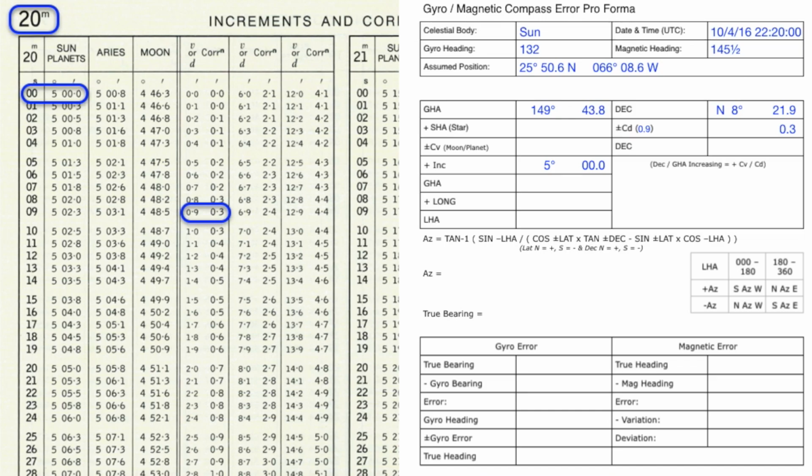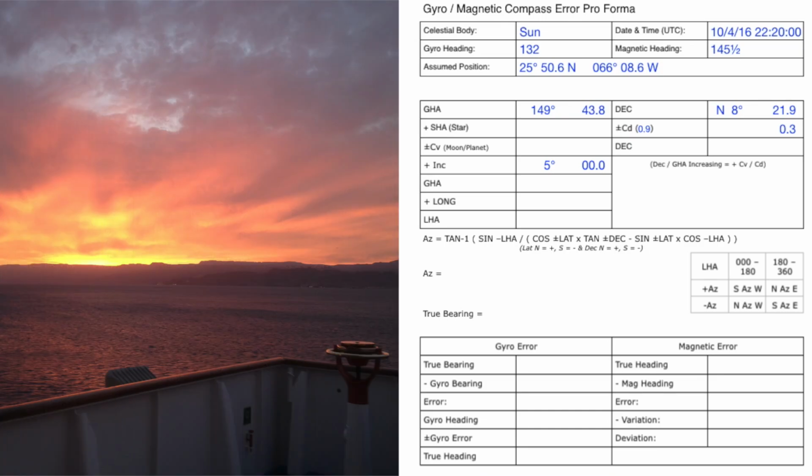Because the declination between 2200 and 2300 on the 10th of April is increasing, we have to add our D correction. We can do this now, and we get a declination of north 8 degrees 22.2 minutes. As we're not calculating a star, planet, or the moon, we can ignore the SHA and the CV boxes on the pro forma. We now add the increment to the GHA value and enter that in the second GHA box. This gives us 154 degrees, 43.8 minutes.